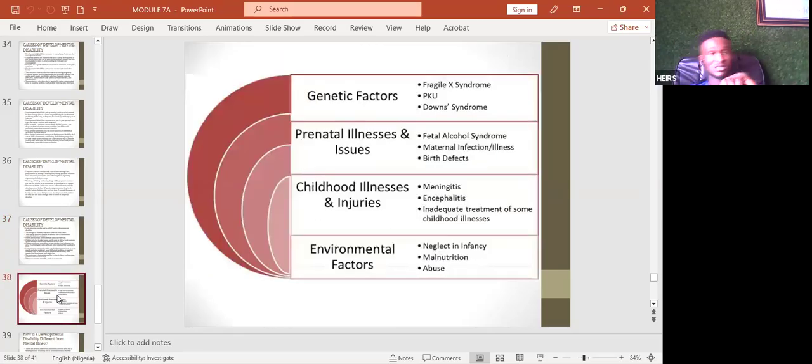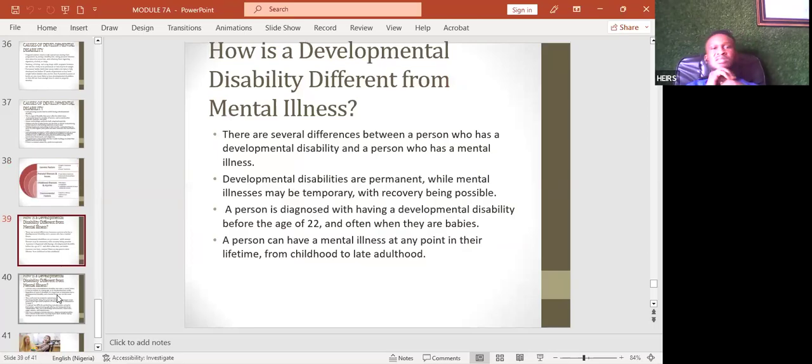So these are other factors that can cause developmental disabilities. We have genetic factors, prenatal illness or issues, childhood injuries, or environmental factors. And there we have Fragile X syndrome, PKU, Down syndrome, and fetal alcohol syndrome. Let's move next to how a developmental disability is different from mental illness.